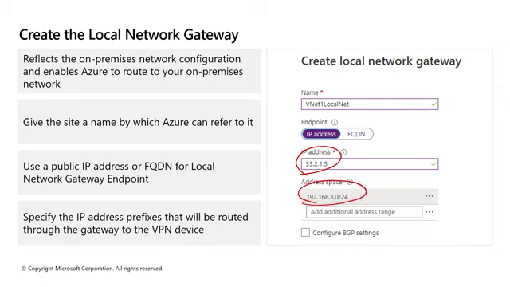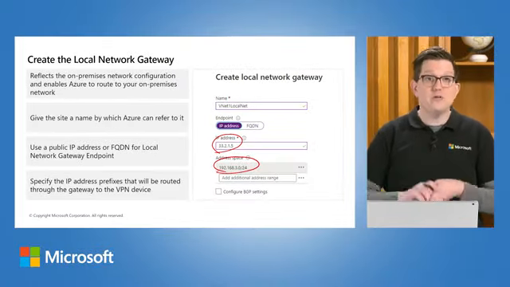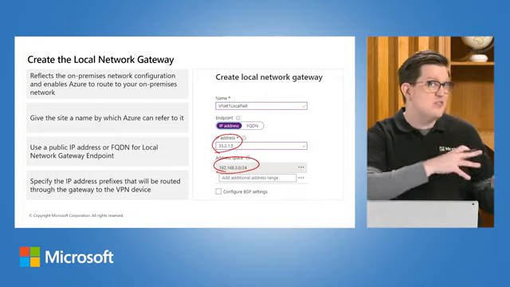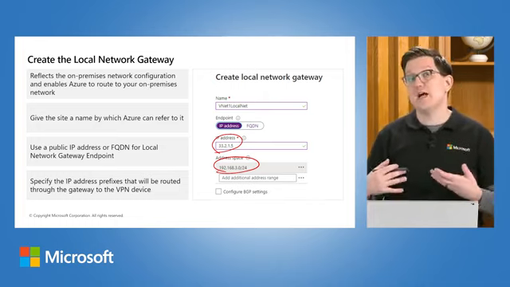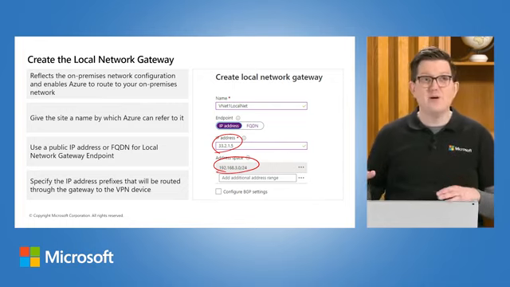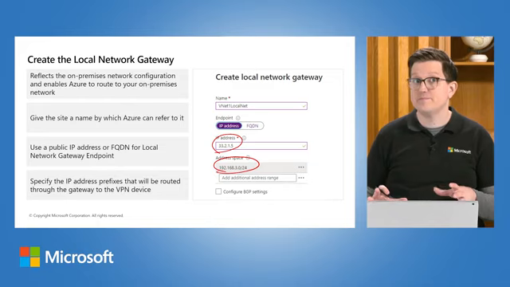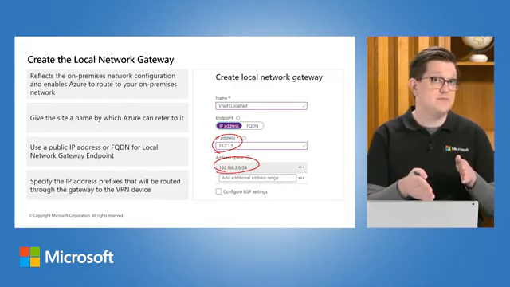Also note the address space that you see down the bottom, the 192.168 address. This tells us what's on the other side. What can we expect to find on the other side of that connection? This is important because we need Azure to be able to set the routes accordingly by default. Of course, we can set custom routes to change what actually goes across this connection, but by default, we want it to work. Now, local network gateway is the first piece of the puzzle.